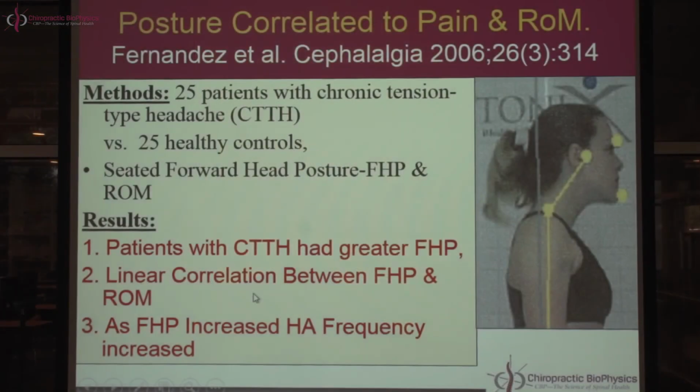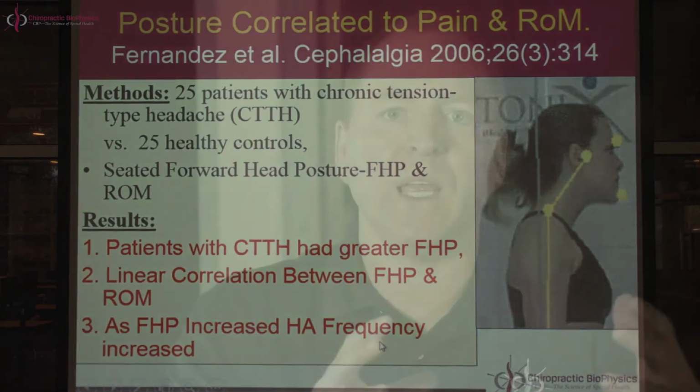Okay, so you look at this. Finding number 2 from Fernandez. Linear correlation between forward head posture and range of motion. Also, they identified as forward head posture increased in this patient population compared to the controls, the headache frequency increased. So there's a linear increase in headache frequency with a linear increase in head translation. No wonder the guy didn't have any improvement from traditional care, because the traditional care didn't do anything to change his alignment. It's just, to me it's like obvious, common sense.